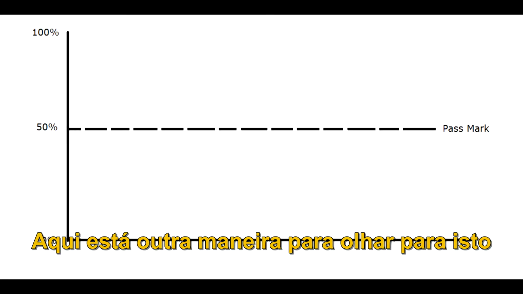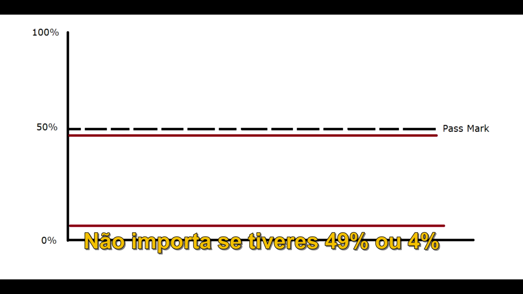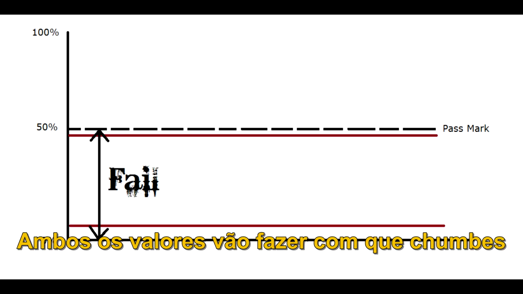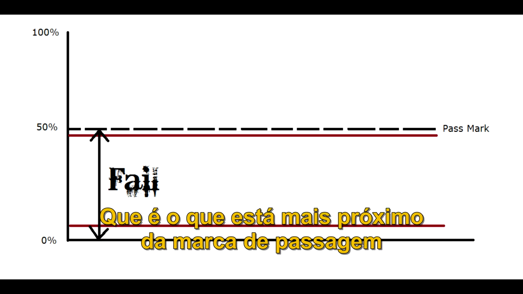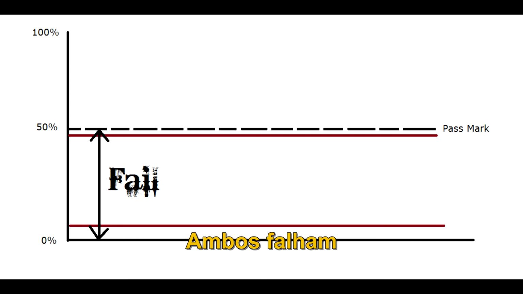Here's another way of looking at it. If you take an exam and the pass mark is 50%, it doesn't matter whether you get 49% or 4%. Both grades will cause you to fail. The person getting 49%, although they are closer to the pass mark, actually has no advantage over the person who only got 4%. Both have failed.